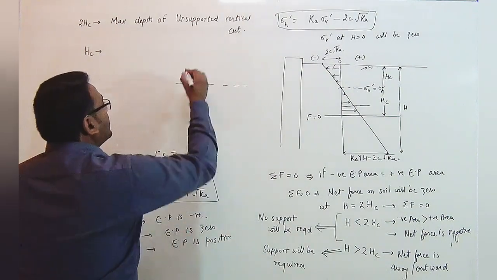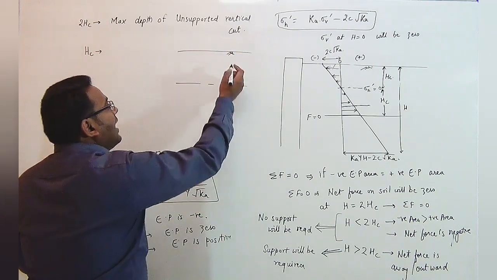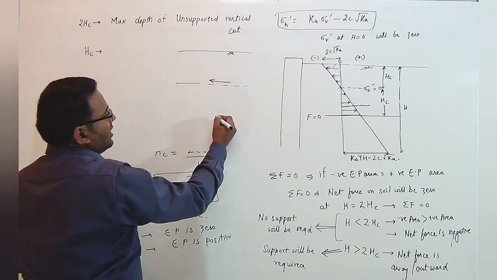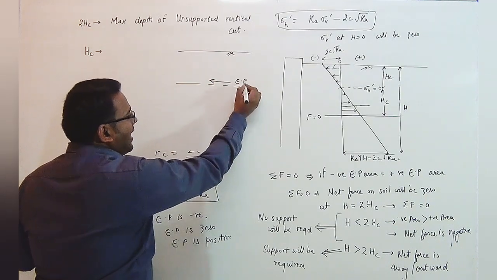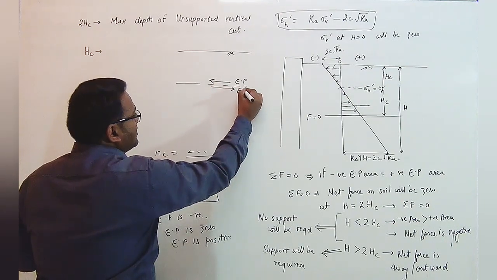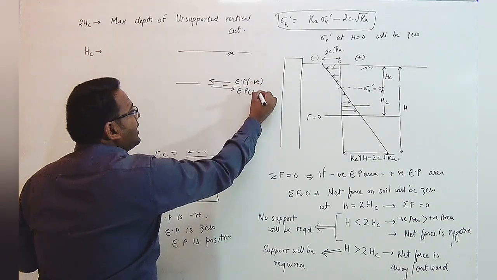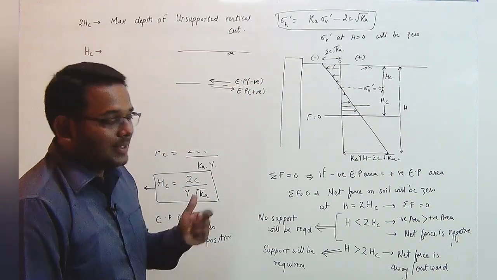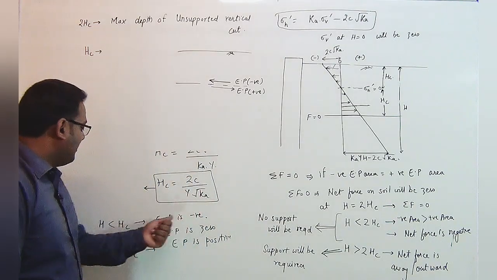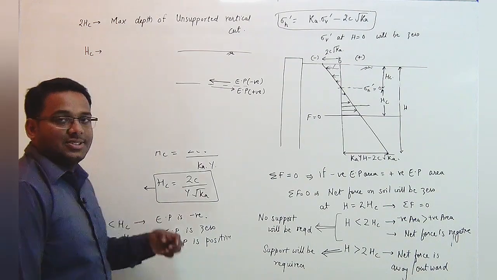Fine. Whereas if we look at HC, you can see here that if this is the level of HC, then this is your ground level, then above the HC the net earth pressure is in this direction, whereas below the HC earth pressure is in this direction. Above it is negative, below it is positive.